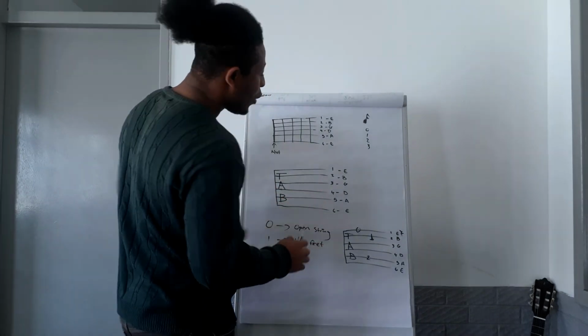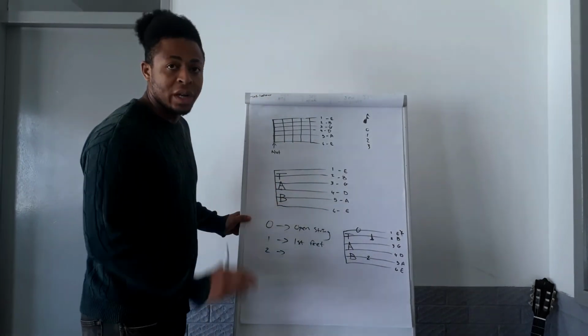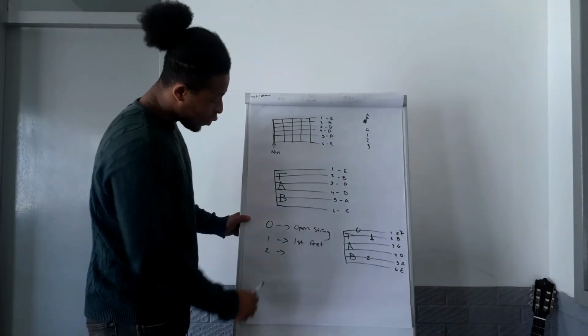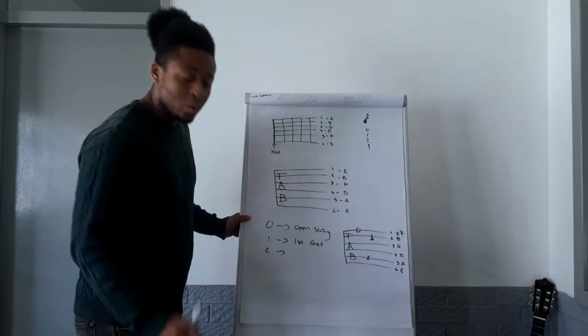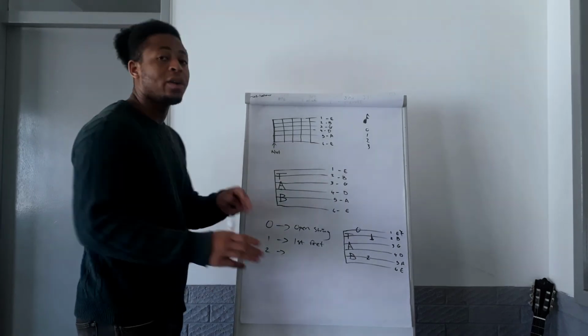Right? So how you read it is, when you see a 0, it means it's an open string. When you see a 1, it means you're playing on fret number 1. When you see a 2, it means you're playing on fret number 2. When you see a 3, 4, 5, 6, that's the fret that you're playing on.